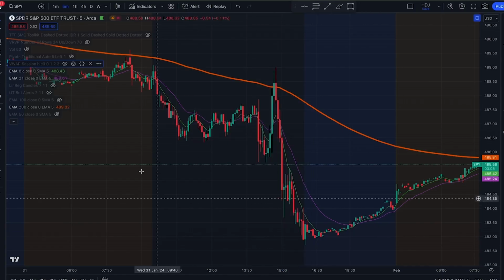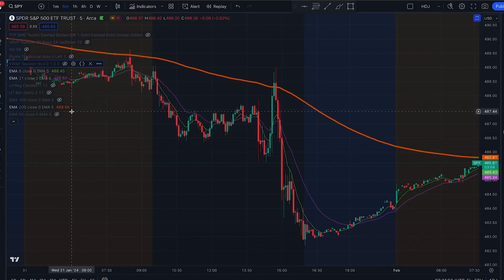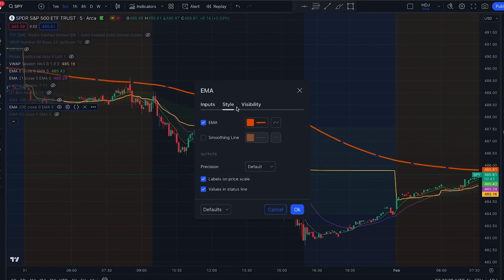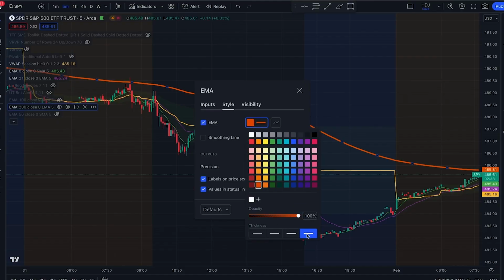All right, so VWAP. Now let me jump down to this 200 moving average, because I like to make the 200 the thickest line. You see, this is thicker than, let's turn on VWAP. Okay, so now you see what I have. So this is the thickest line. This is a little bit thinner than this one, and these two are the thinnest lines. So for my 200 moving average, this is the thickest line I have, because I want it to stand out.